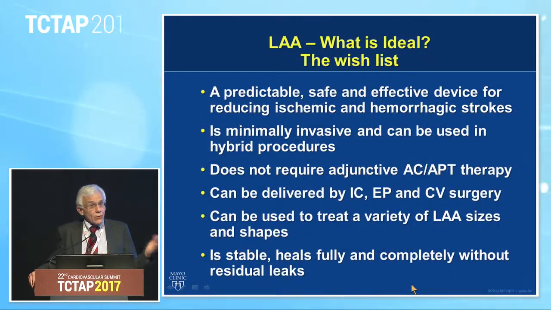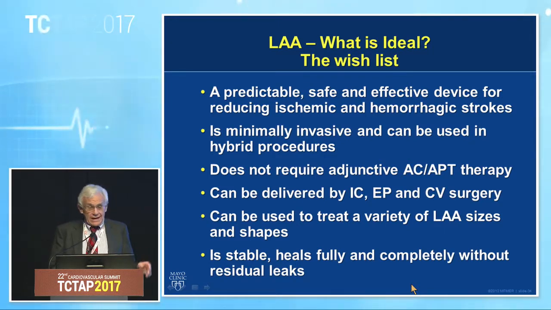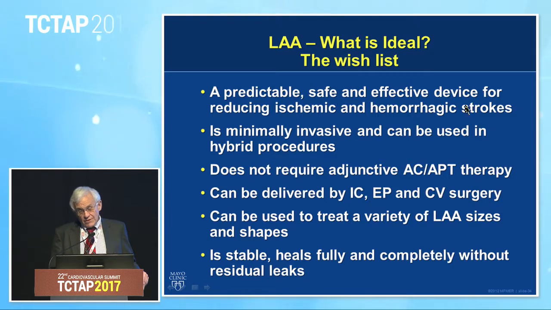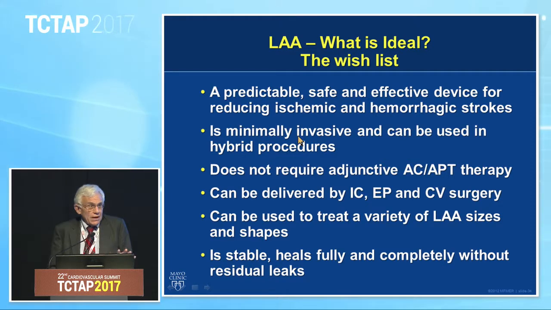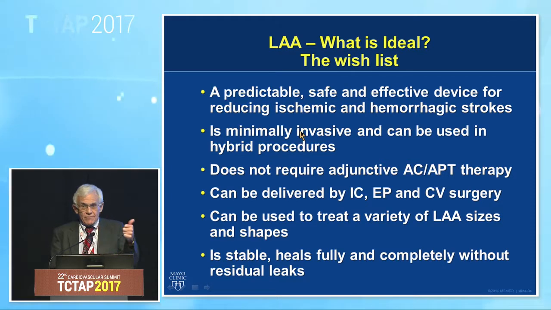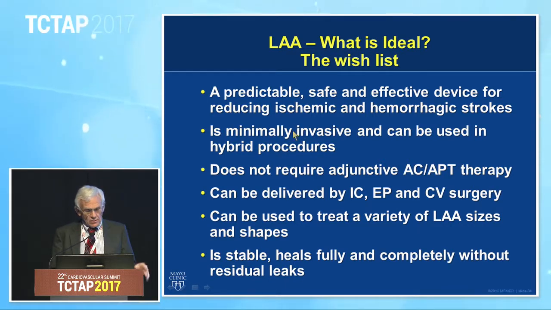So now that I've talked about all the data that we have, what would we like to have? This is the wish list. We'd like to have something that's predictable and safe and effective for reducing ischemic and hemorrhagic strokes. We're better, not perfect. We'd like to have something that's minimally invasive and can be used in hybrid procedures. That's incredibly important. Wouldn't you like to have a device that you could use with TAVR or with MicroClip? That'd be a big deal. It's being tested, and it is a big deal.